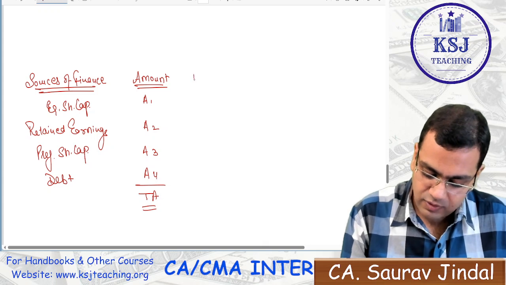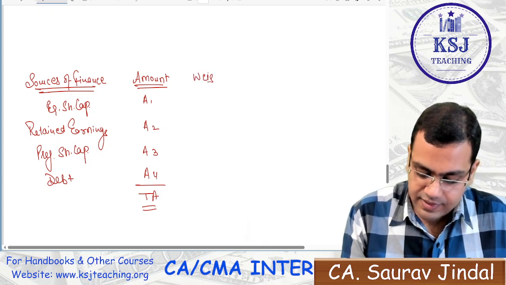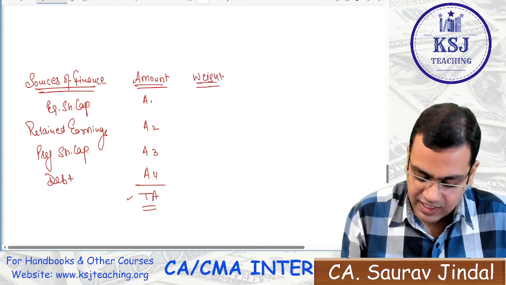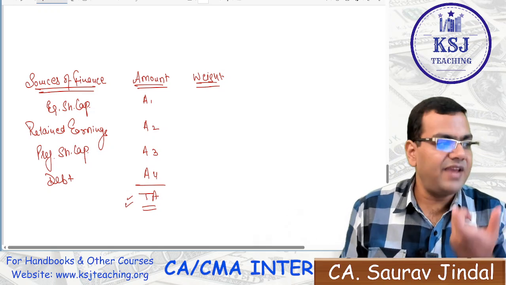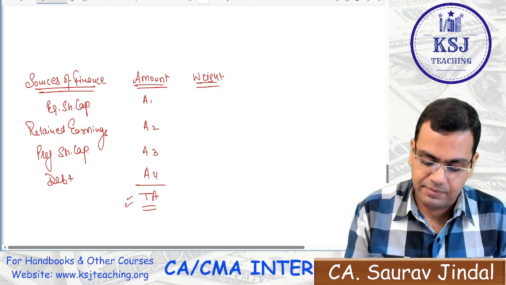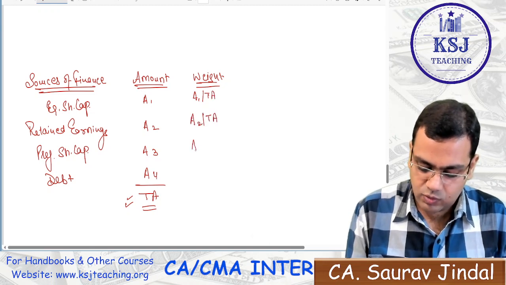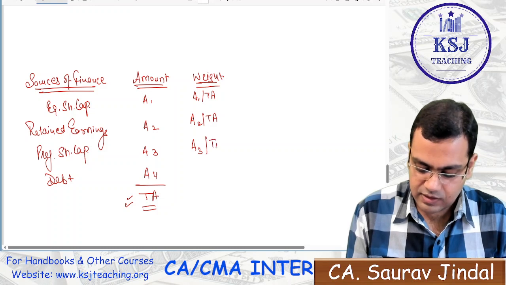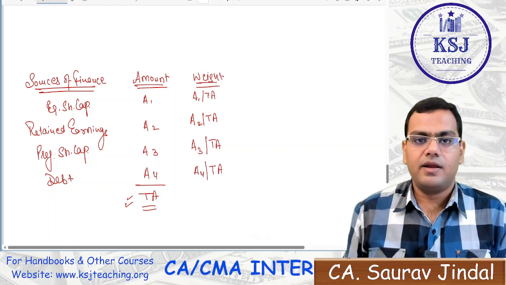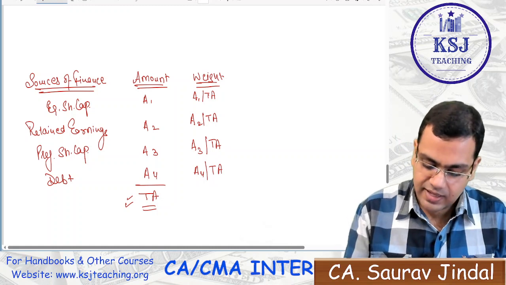Now I'll calculate the weights here. Out of the total investment, what is the weightage of the equity share capital? That is A1 divided by TA. What is the weightage of retained earnings? A2 divided by TA. And the weightage of debt is A4 divided by TA. This is how the weightage will be calculated.